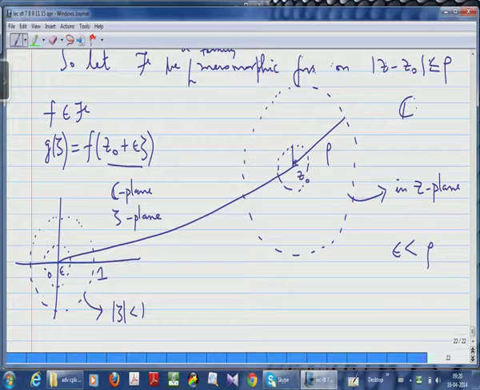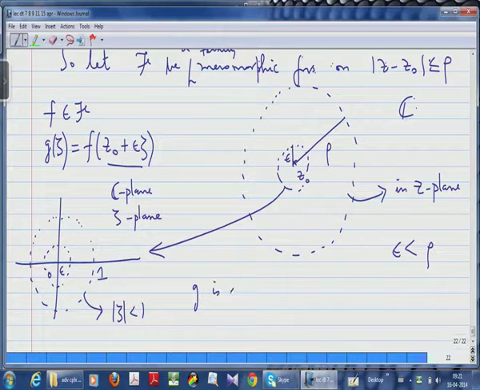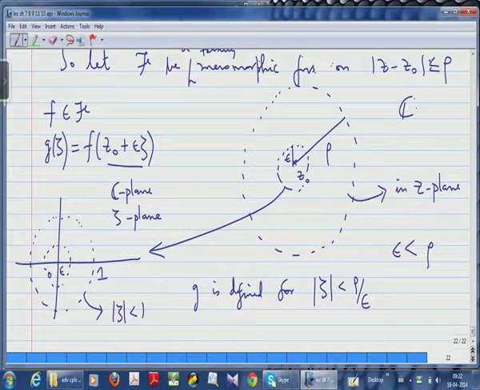So basically you are looking at this small disk centered at z0 of radius epsilon. In principle, for what values of zeta is g defined? g is defined for |zeta| < rho/epsilon. If |zeta| < rho/epsilon, then |epsilon zeta| will be less than rho, and therefore |z0 + epsilon zeta| is also within the disk of radius rho around z0.